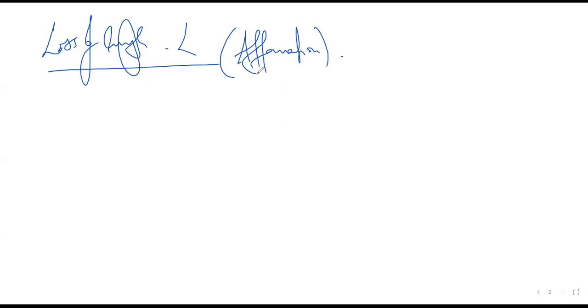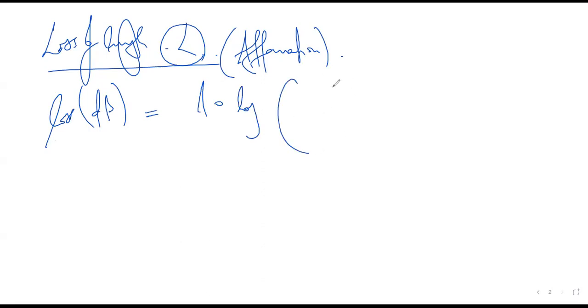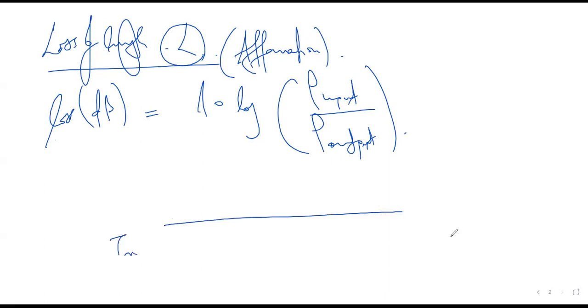How do you calculate attenuation in an optical fiber of length L? We have a formula, loss in decibels: 10 log of input power over output power. So if you're given an optical fiber, this is the length of your optical fiber, this is the transmission side, this is the receiving side. What is the attenuation of that optical fiber?